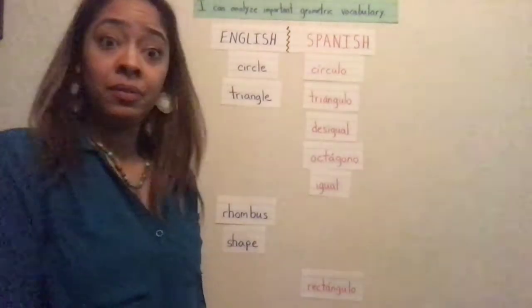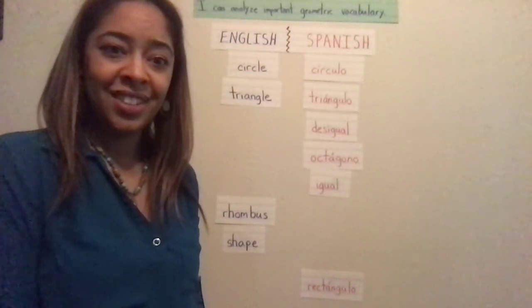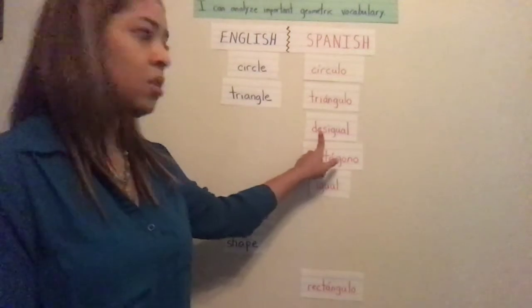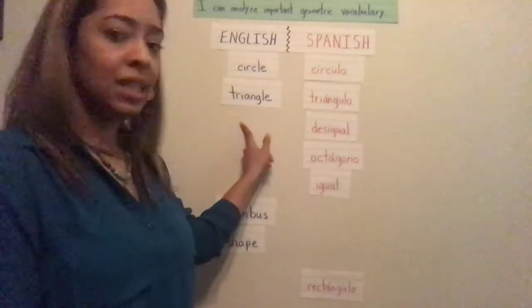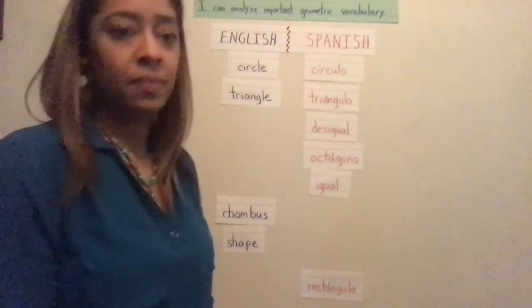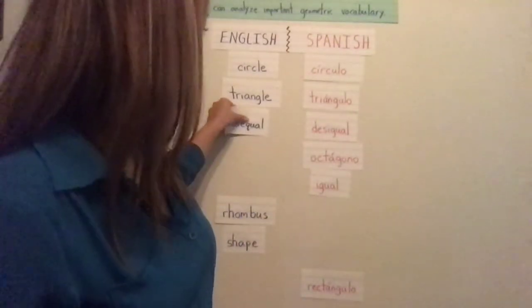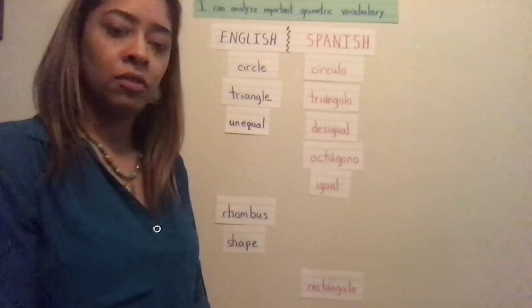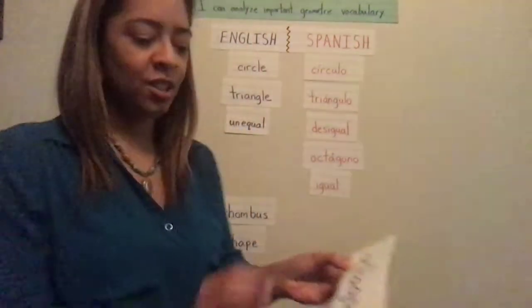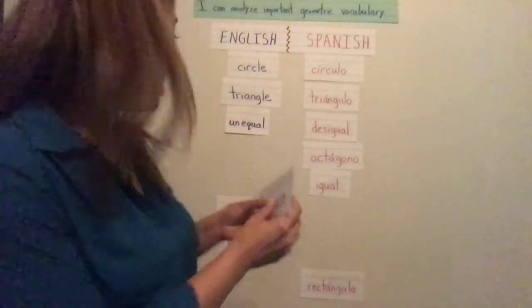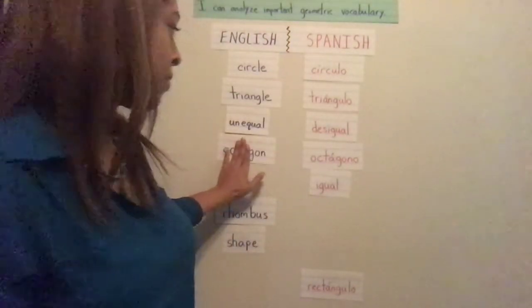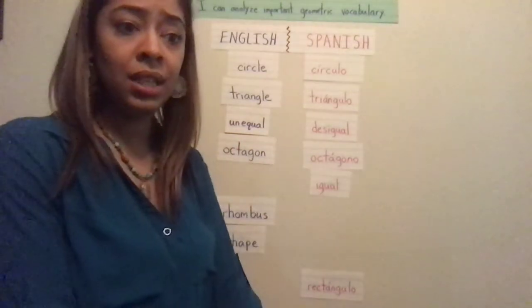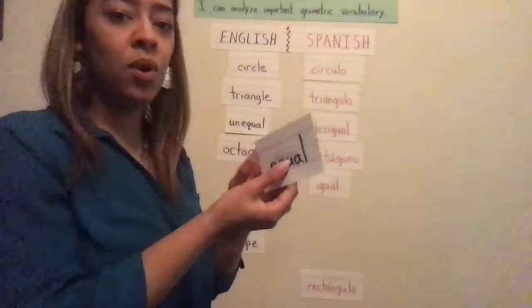Okay, well, anybody have anything else to contribute? That's okay. So does anyone know this word, desigual, in English? Unequal, good job, unequal. Okay. What about octágono in English? That's okay. You don't have to know it. I will tell you. Octagon in English is octágono. Okay, what about igual? Anyone know what igual is? That's okay. Igual means equal.